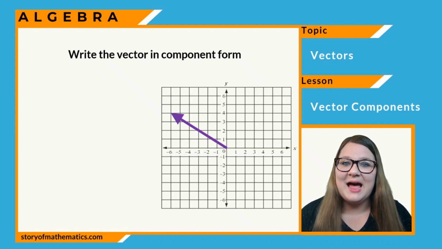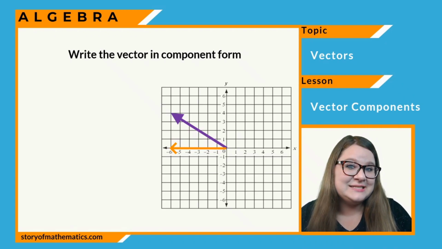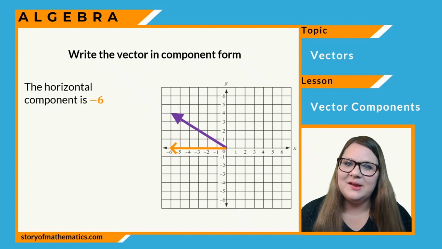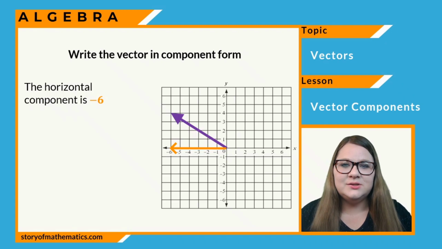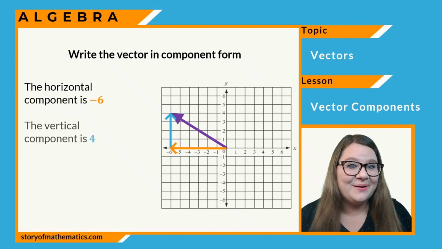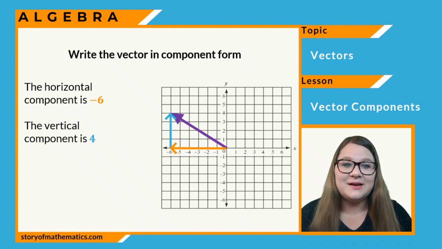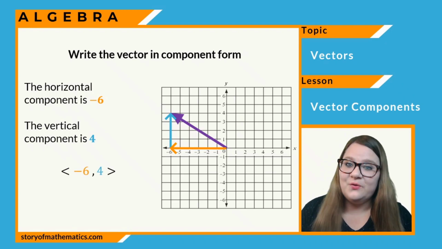We're going to break it down. So I'm going to start by saying I need to find the horizontal component. So I look at this and I say, okay, I went to the left, how much? Well, I went left 6. So that means my horizontal component has to be -6. Now I need to complete this triangle to get the shape of my vector. So I'm going to go up, and I can see that I had to count up 4. So the vertical component is +4. That means that this vector can be written in component form as <-6, 4>.